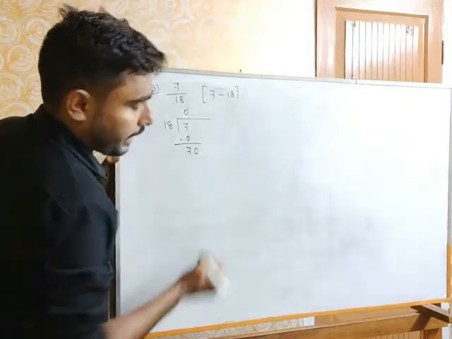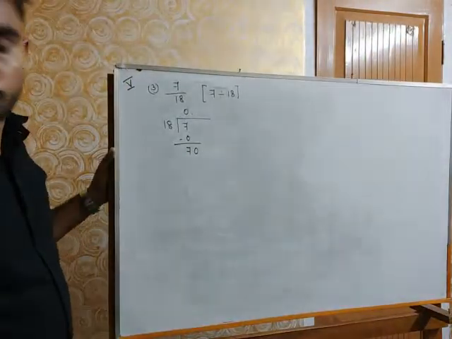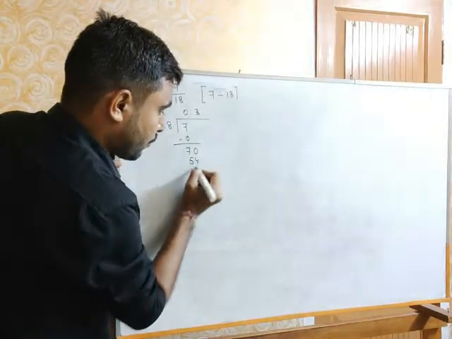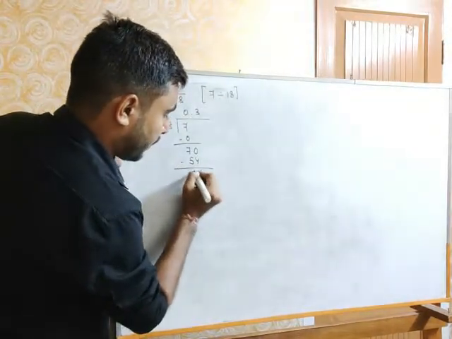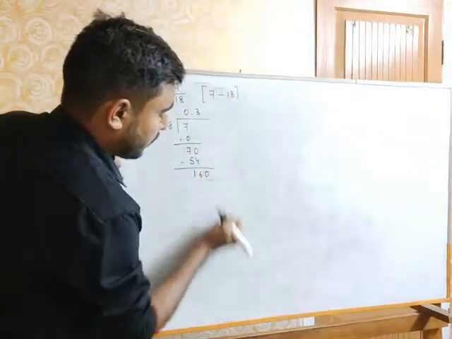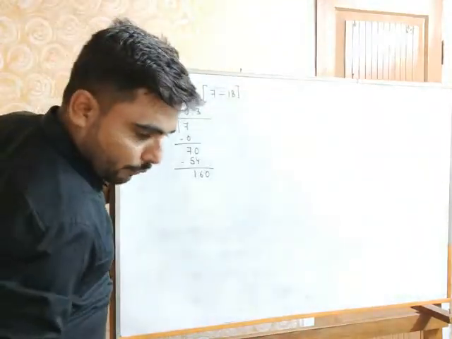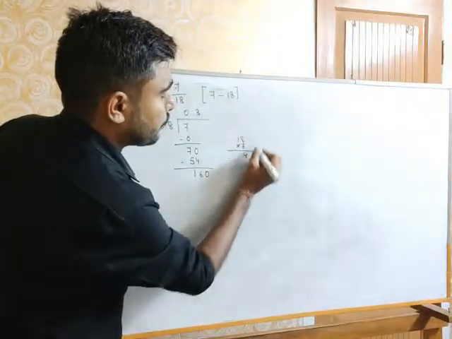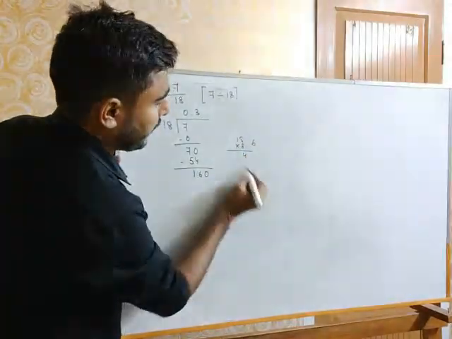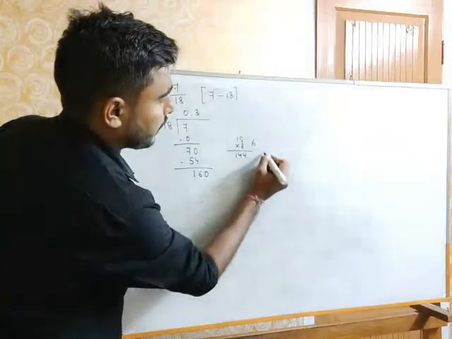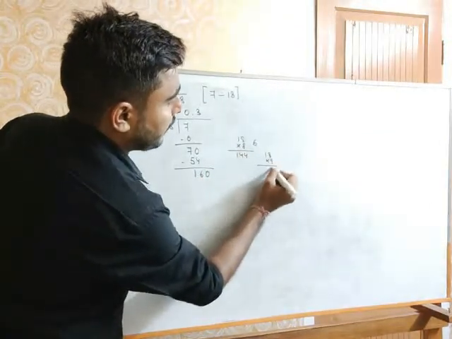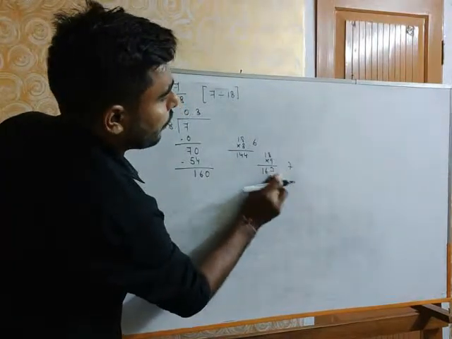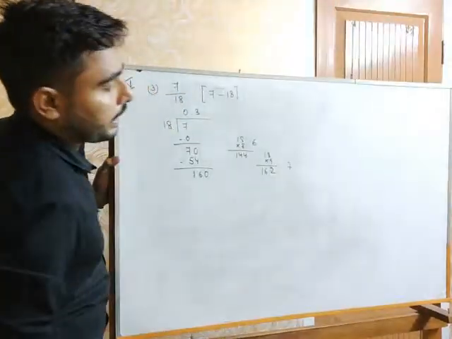After the decimal, I can take 1 0 at a time. So it will be 3 times. 3 times 18 is 54, remains 16. 1 0 can be taken. So now let us check. 18 into 8 is 144. Let us see 9 times. 9 times 18 is 162. So I cannot take 9 times.